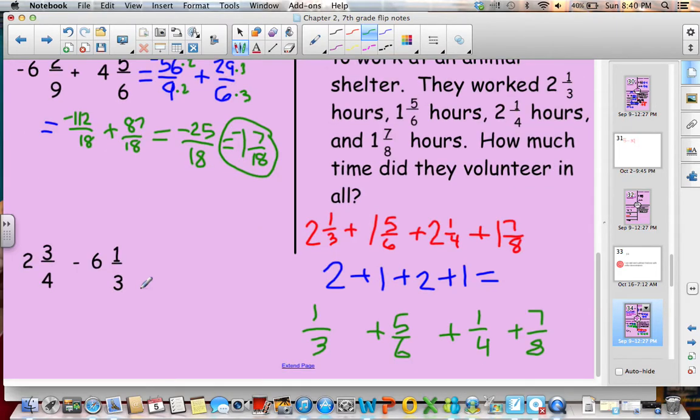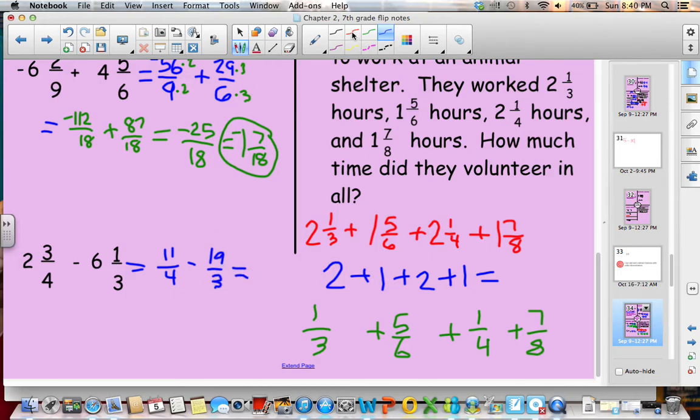Okay, if we have 2 and 3/4 minus 6 and 1/3. Pause me, try this on your own, come back and check your answer. So if I have 2 and 3/4, I'm going to change it into improper fractions. So 4 times 2 is 8 plus 3, so I have 11 fourths. 3 times 6 is 18 plus 1, 19/3.